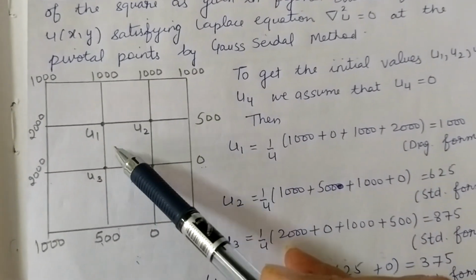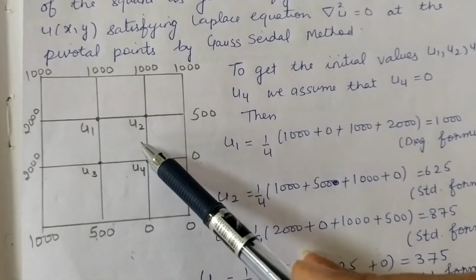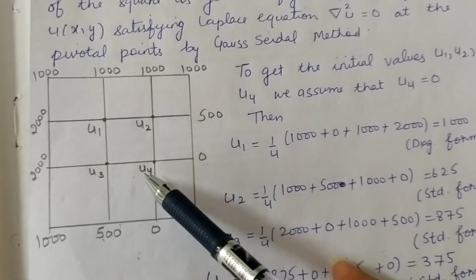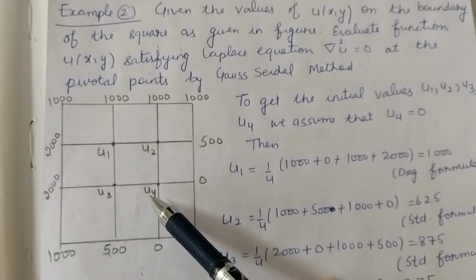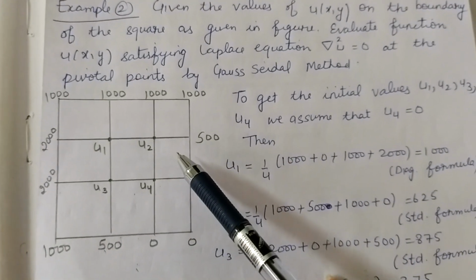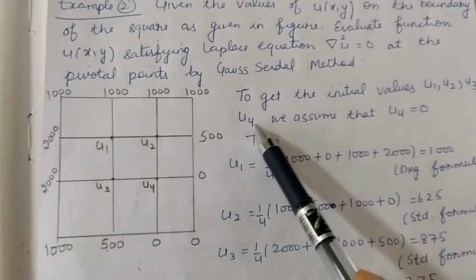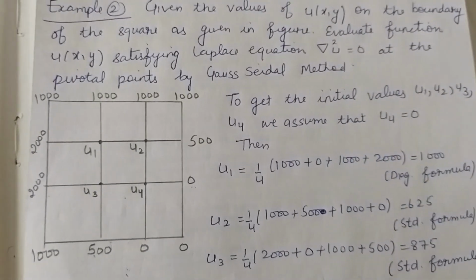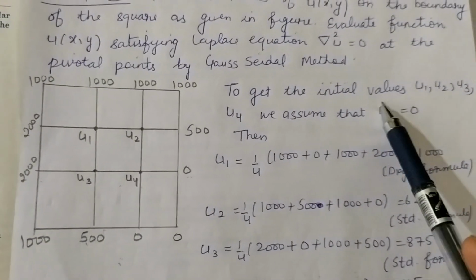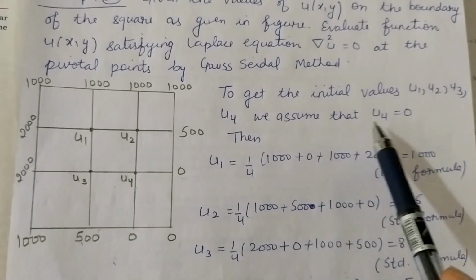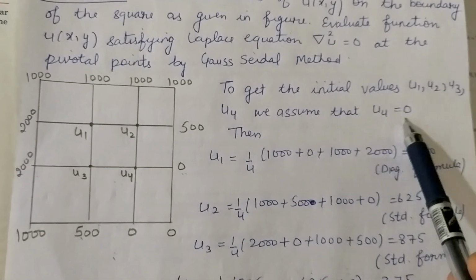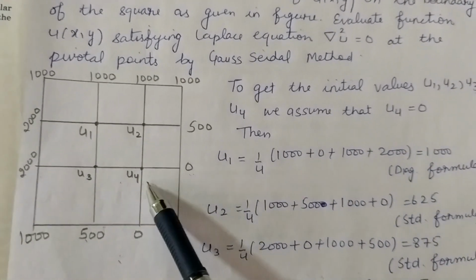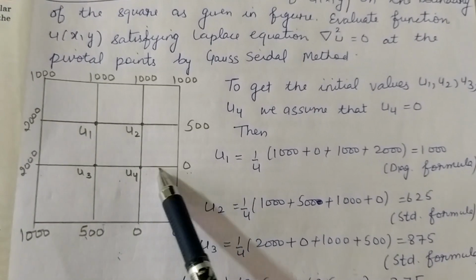This means I can neither apply the standard formula nor the diagonal formula, because there is always one or two values which are unknown. So a question like this can be solved by using an assumption. What is the assumption? We will assume that any one of these values is 0. So to get the initial values u1, u2, u3, we will assume that u4 is 0. We have just assumed, it is not actually 0. So if I have assumed it is 0, I got its value u4.